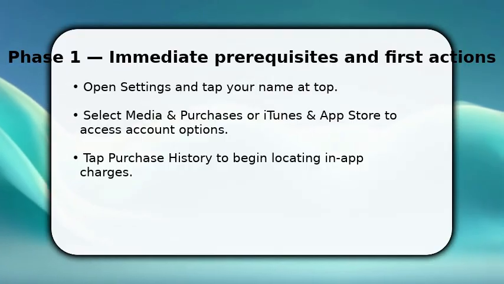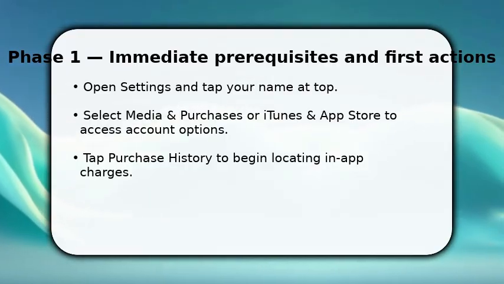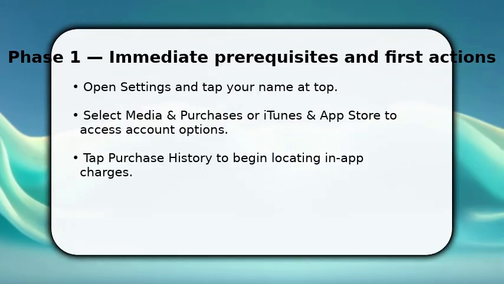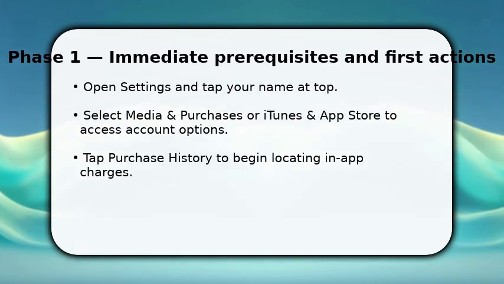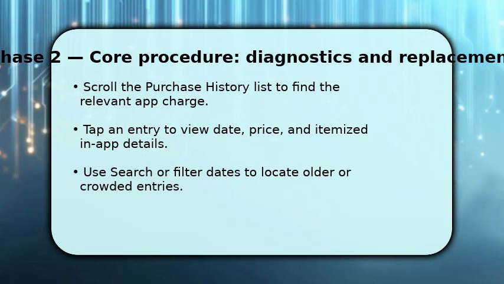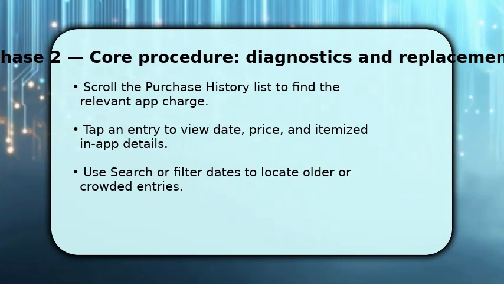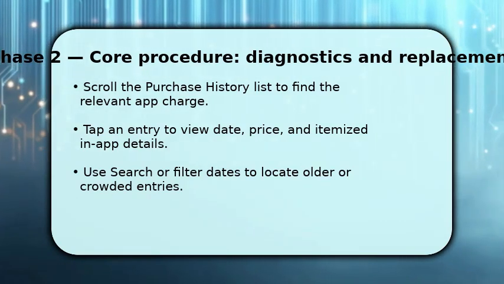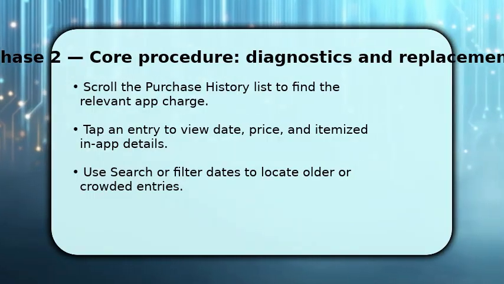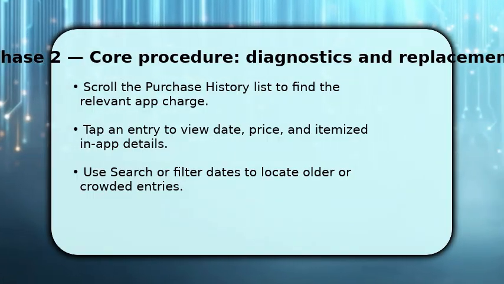Make sure you're signed into the correct Apple ID if multiple accounts exist, because purchases are tied to one account and won't appear under another. Once the purchase history loads, scroll or use the built-in search to find the app or date range you expect. This narrows results quickly. Tap a specific entry to reveal itemized details.